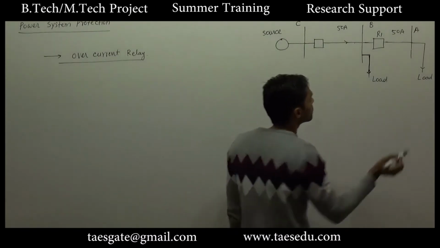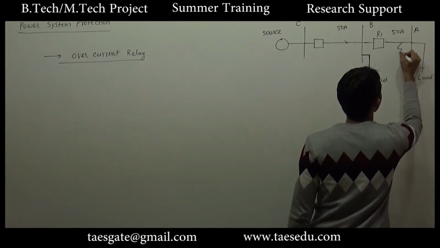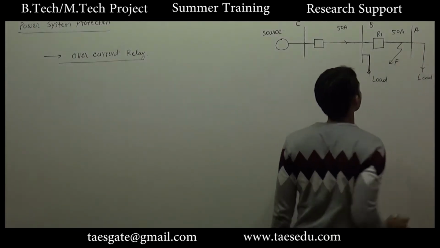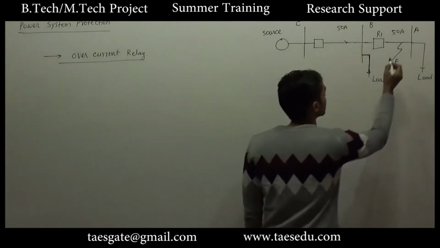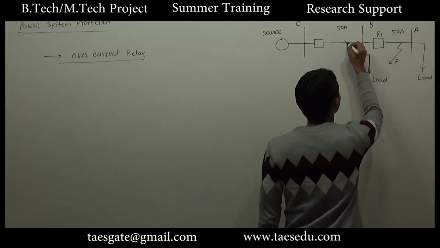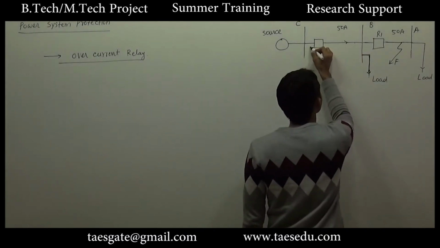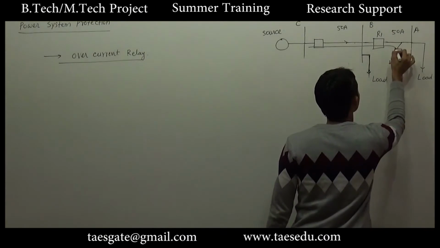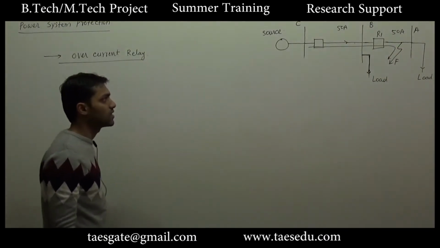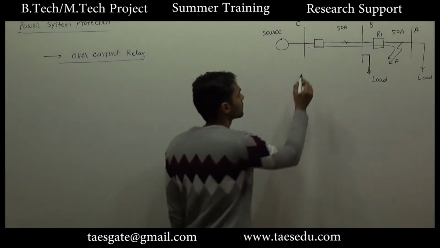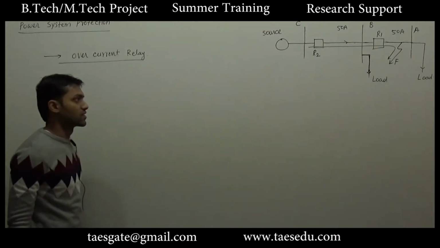Now coming back to fault between bus B and A. Let's say fault has occurred at this point, and consider the time when the fault is not cleared. So the fault current will flow like this. Okay. In this case, R1 as well as R2 may provide protection.